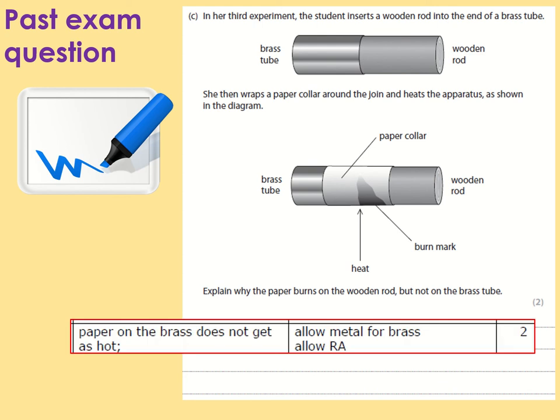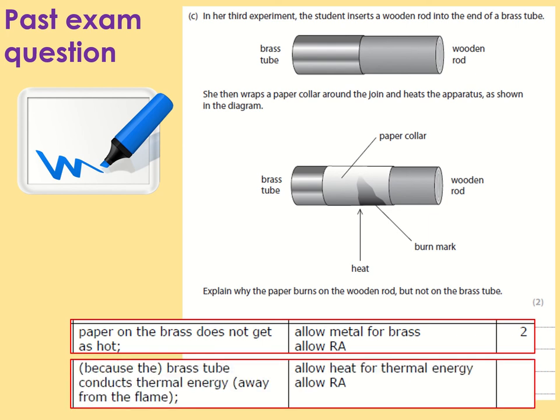Okay, so the first mark here is for saying the paper on the brass does not get as hot. The paper on the brass over the metal does not get as hot, and the reason for that is because the brass tube will conduct the thermal energy away from the heat more rapidly. Whereas with the wood this will stay hot, with the metal the heat is conducted away.